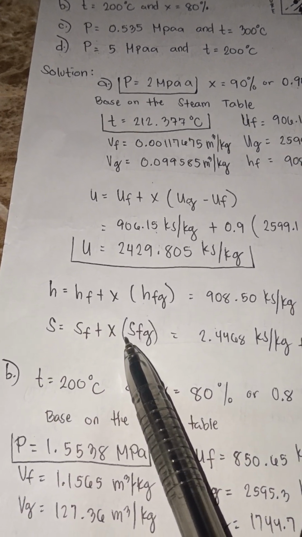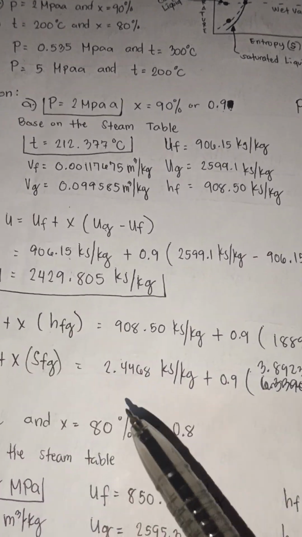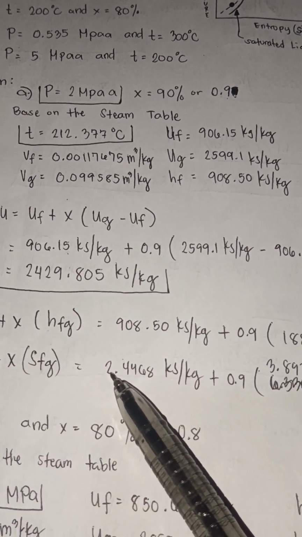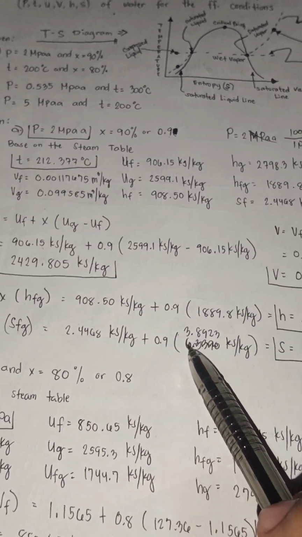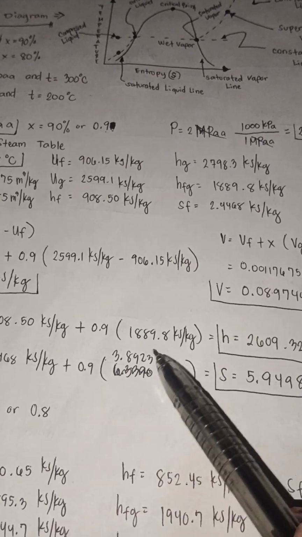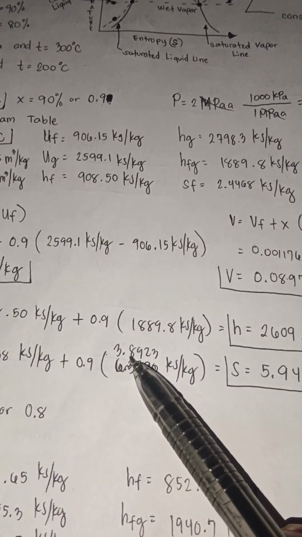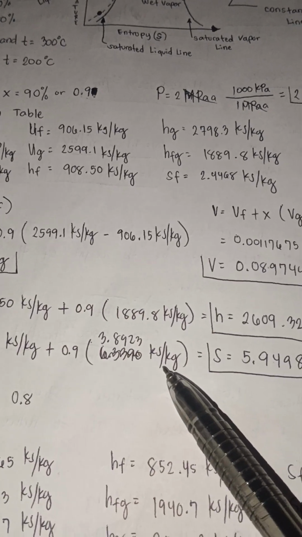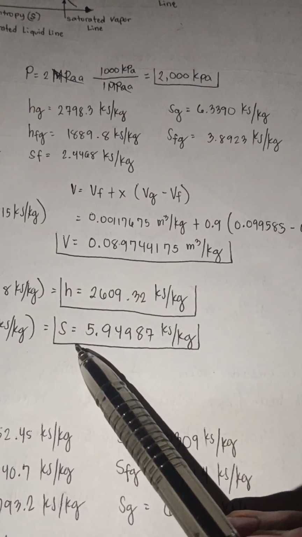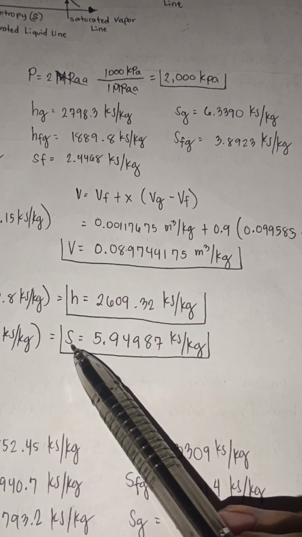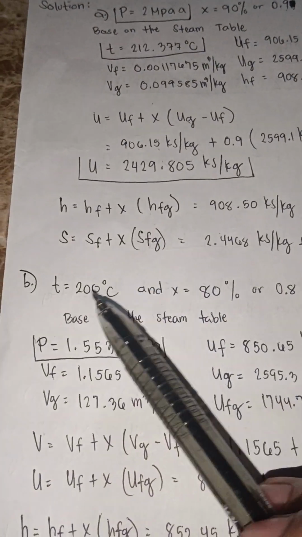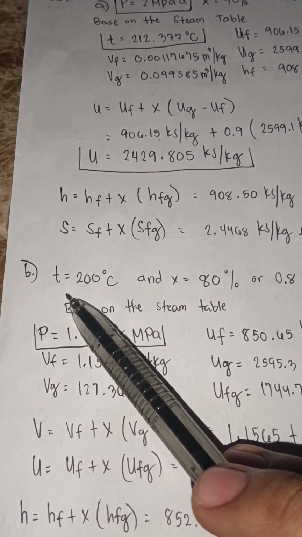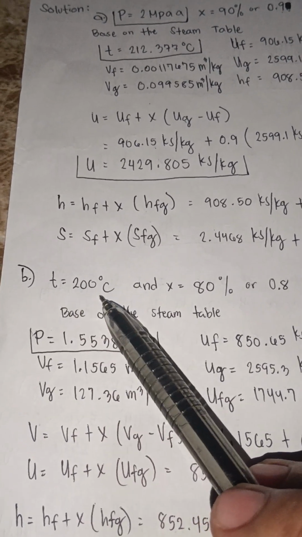So solving for the entropy, S is equal to the entropy of the saturated liquid plus the quality, parenthesis, the SFG, is equal to 2.4468 kilojoules per kilogram plus 0.9, parenthesis, 3.8923 kilojoules per kilogram. And so we came up with the answer of the entropy equal to 5.94987 kilojoules per kilogram.